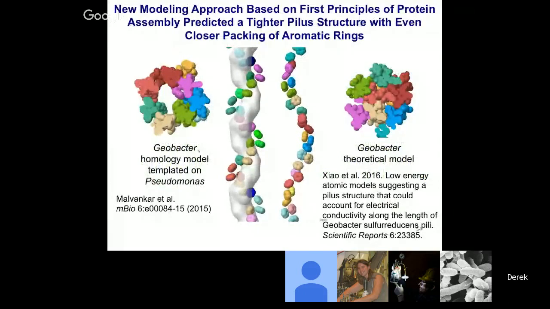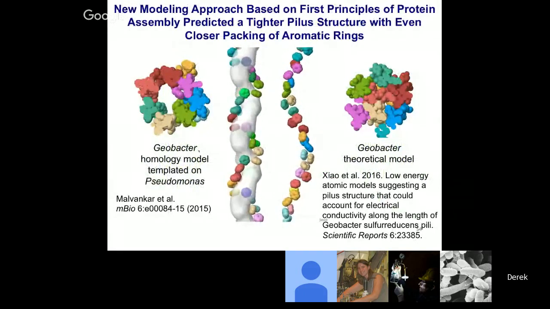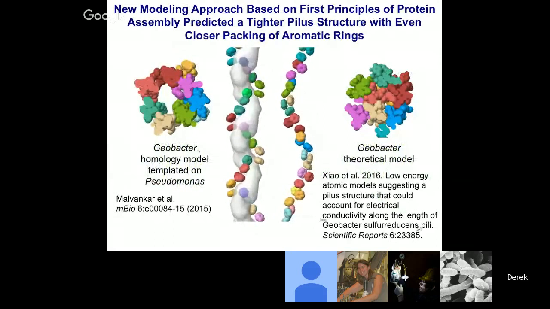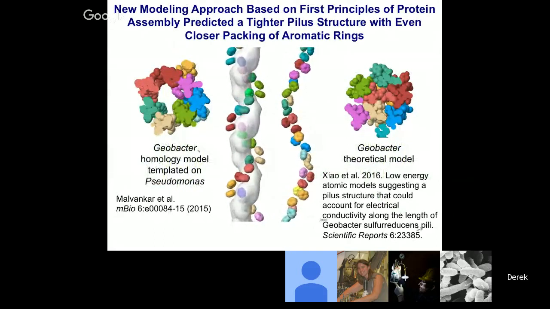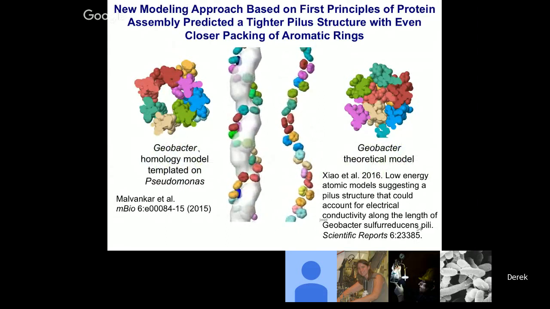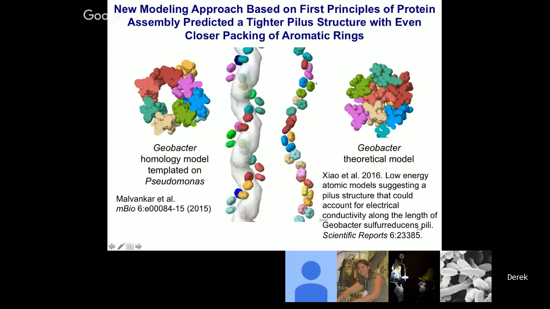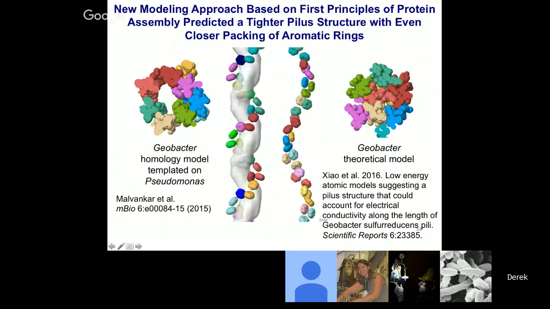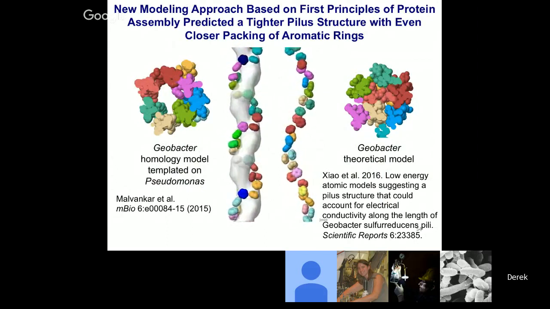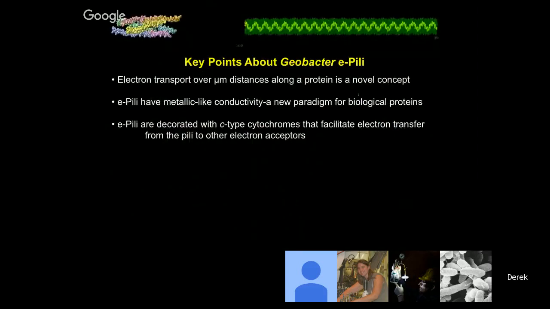We've tried other types of modeling as well. For example, a theoretical model where you just start from first principles with modeling techniques that have successfully recreated the pili of other microorganisms. And when you use the same modeling technique for Geobacter, you get the model shown on the right, which shows even tighter packing of the aromatic amino acids. So it looks like it's certainly possible, and the cryo-EM, I think, will solve the structural questions in more detail.